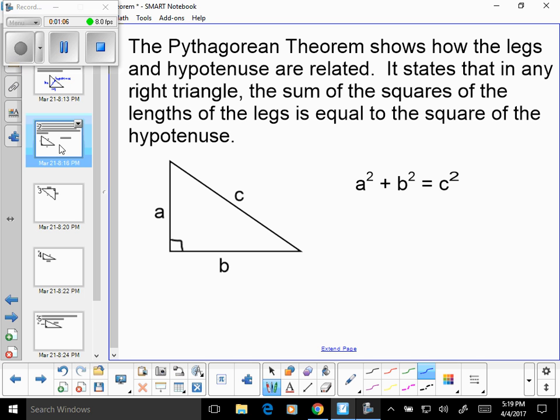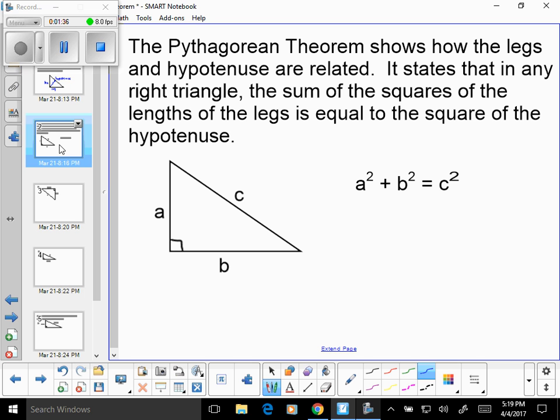The theorem actually shows how the legs and the hypotenuse are related. Here's the statement. In any right triangle, the sum of the squares of the lengths of the legs is equal to the square of the hypotenuse. All right, hit pause, take a good look at that. It may seem confusing, but perhaps once you see it put in action, it will start to make sense to you.